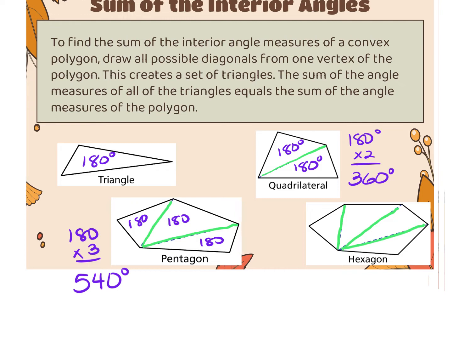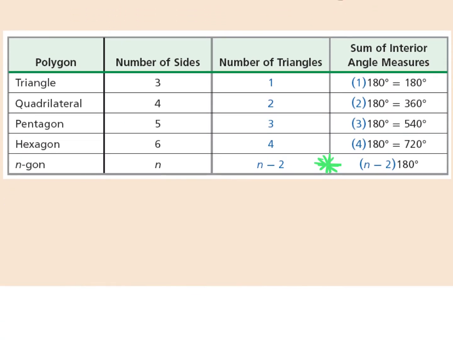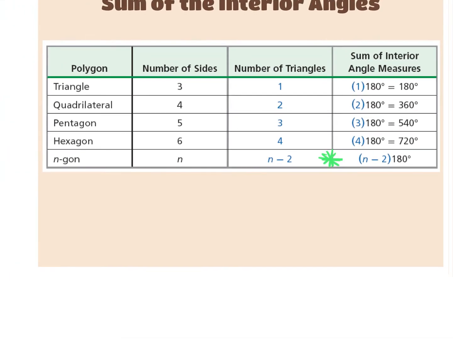So instead, the hexagon, after you multiply 180 times 4, it'll give you 720. We have this nice chart here, just showing you some examples of what happens when the triangles are formed. However, what's most important on this slide is the formula at the bottom, where it has n minus 2 times 180. This is going to be the formula that we will use to find the sum of the angles of any polygon. So let's test it out on a triangle.